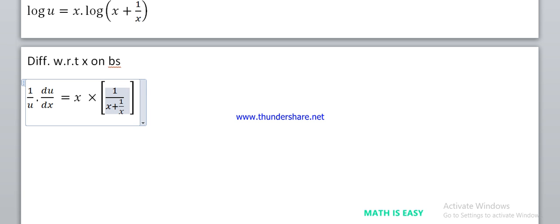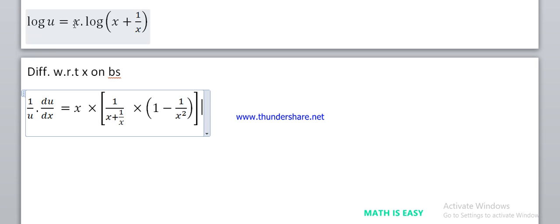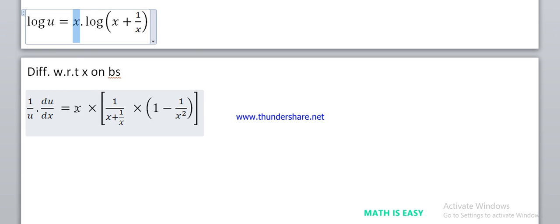Multiply by derivative of theta, derivative of x plus 1 by x. Derivative of x plus 1 by x is nothing but, let me put the bracket, derivative of x is 1 and derivative of 1 by x is minus 1 by x square. So you are understanding how I am proceeding further. U derivative of v, u means x will remain as it is.